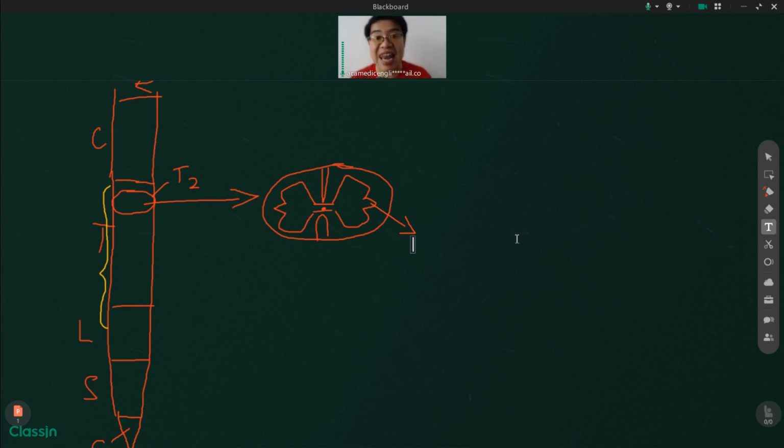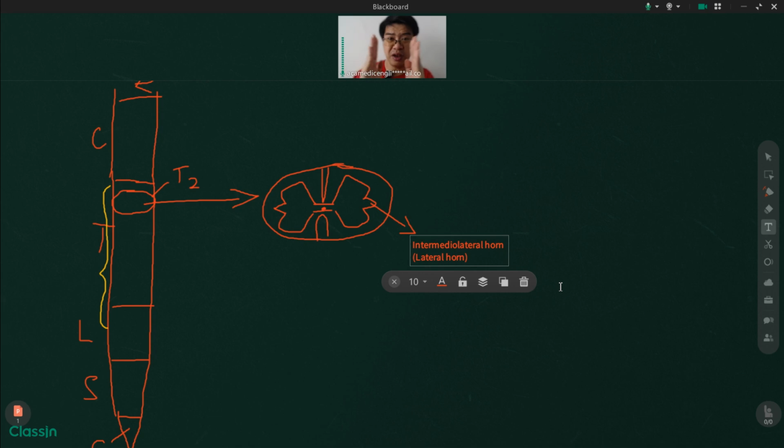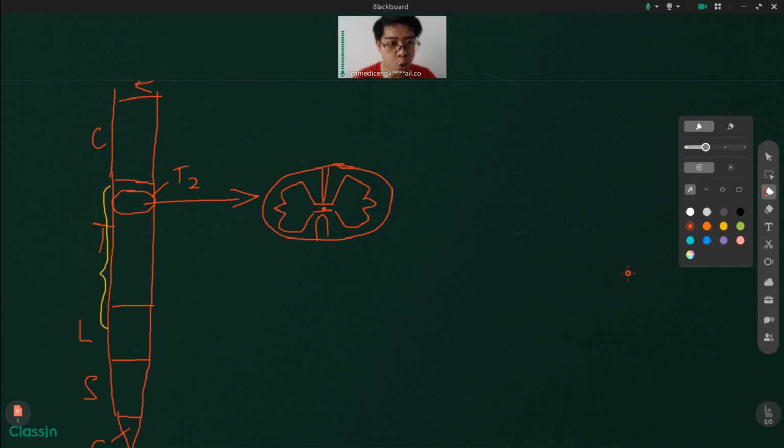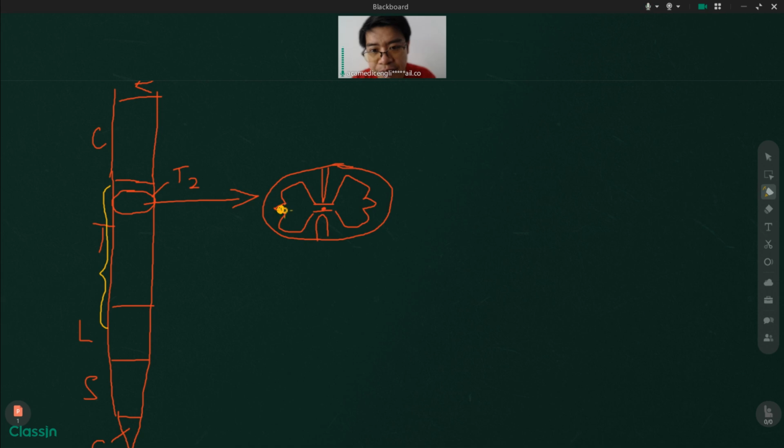What is that horn called? The lateral horn, okay? Also called the intermediolateral horn. But usually I just call it the lateral horn for the sake of brevity, so that it's a little bit shorter to say. Intermediolateral horn is a mouthful. So now, from the lateral horn, what happens? When you have a lateral horn, you must know that the cell body of sympathetic neurons originate there. So this is one cell body, and this is another cell body on the other side of a sympathetic neuron. So the cell body of the sympathetic neuron is going to be there.